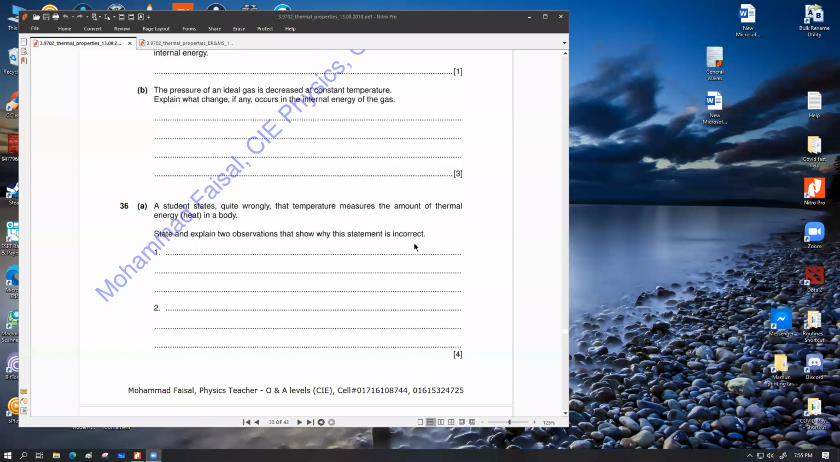So, state and explain two observations that show why this statement is incorrect. You have to come up with physical, real-life examples by which you can explain this. How can I make this?